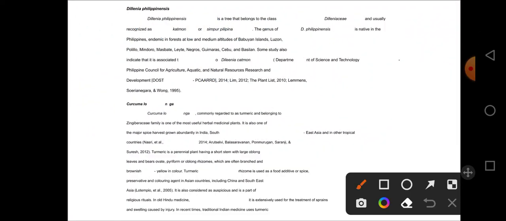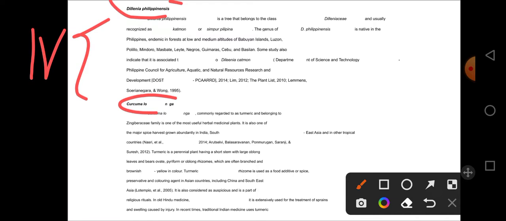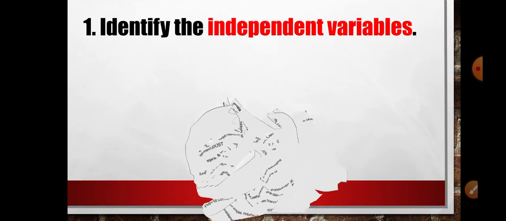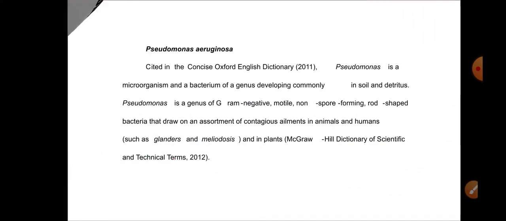We have here excerpts of RRLS for Linea Philippinensis and Curcuma longa. These entries of RRLS are actually entries for source resources for your independent variables. Therefore, your RRLS must contain sources that will identify your independent variables.